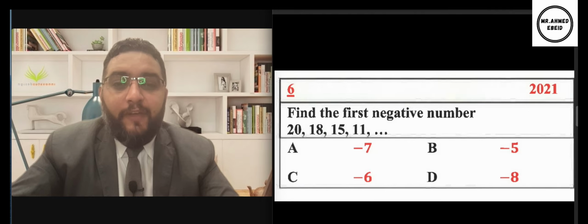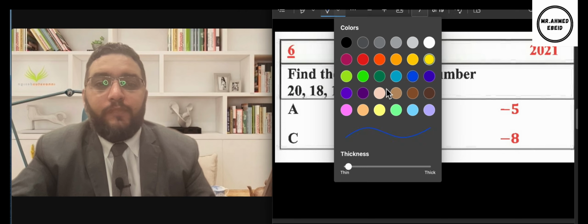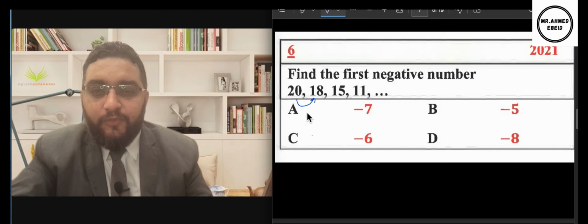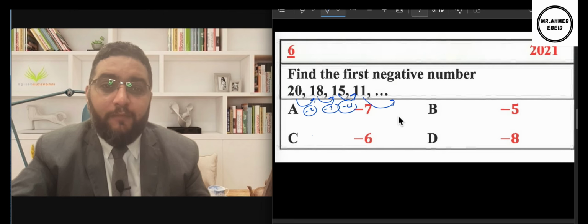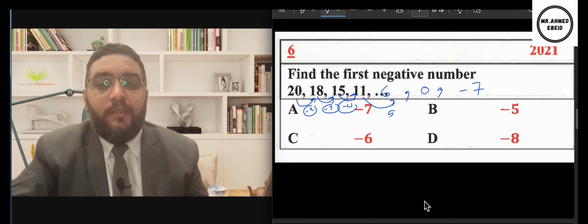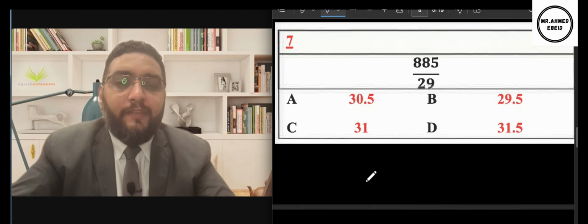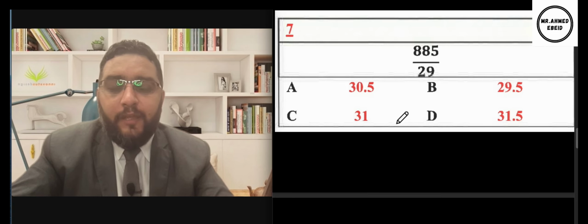Question 6. Find the first negative number. In this question, we want to find the first negative number. The difference between 20 and 18 is 2, so we subtract 2. Then subtract 3. Means we will subtract 4, then subtract 5, so it will be 6, then subtract 6, it will be 0, then subtract 7, so it will be negative 7. The answer is A.